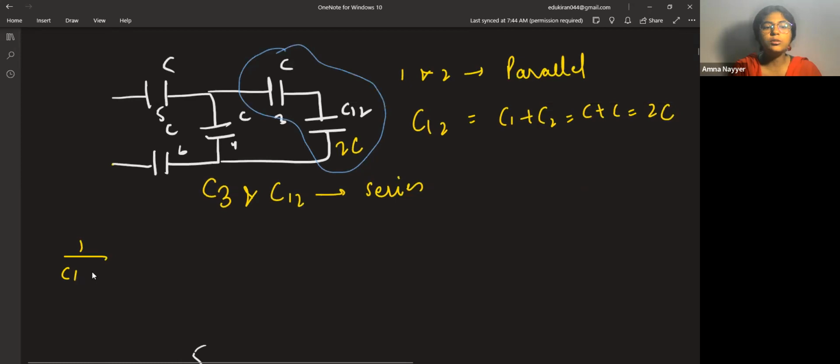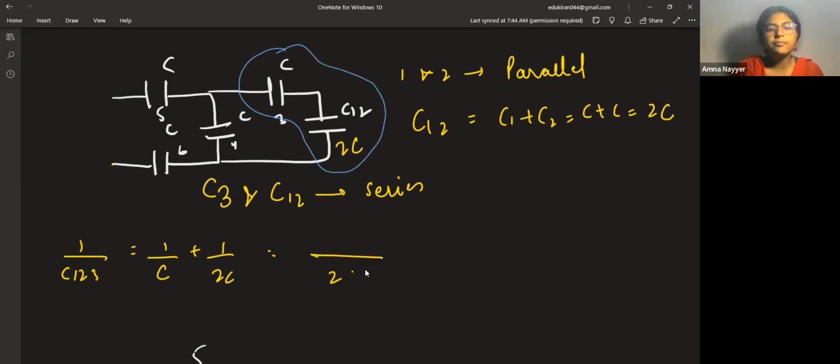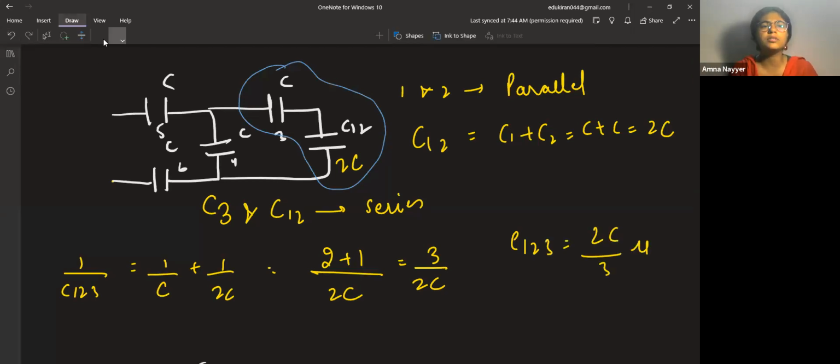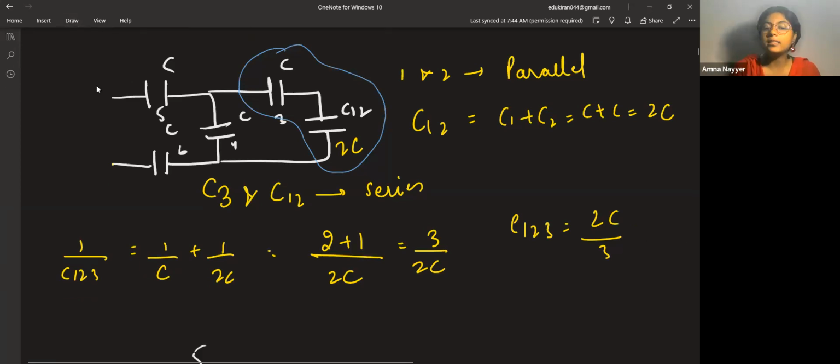This means 1 by C123. I'm just writing C12, C123 to indicate that this is a summation of all these, right? So 1 by C123 will be 1 by C plus 1 by 2C. LCM will be 2C. This will become 2 plus 1, that is 3 by 2C. So C123 will be 2C by 3. Now, class, one thing.